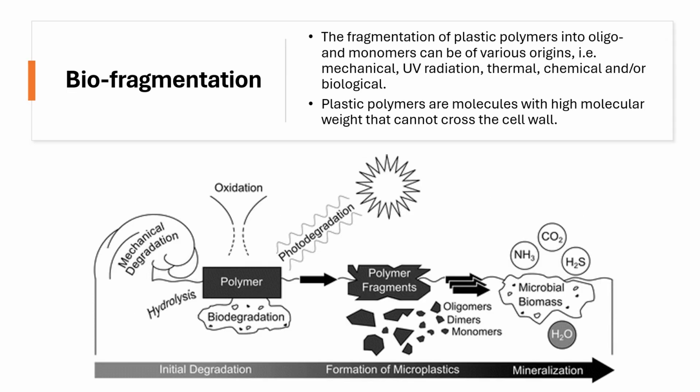Biofragmentation. The fragmentation of plastic polymer into oligomers and monomers can be of various origins, for example mechanical, UV radiation, thermal, chemical or biological methods. A plastic polymer or molecule with high molecular weight cannot cross the cell wall. Microorganisms secrete extracellular enzymes, which we call exoenzymes, that can catalyze reactions principally at the boundaries of the plastic polymer. They can perform many chemical reactions, but they generally need an imbalance of electric charge to perform lysis.